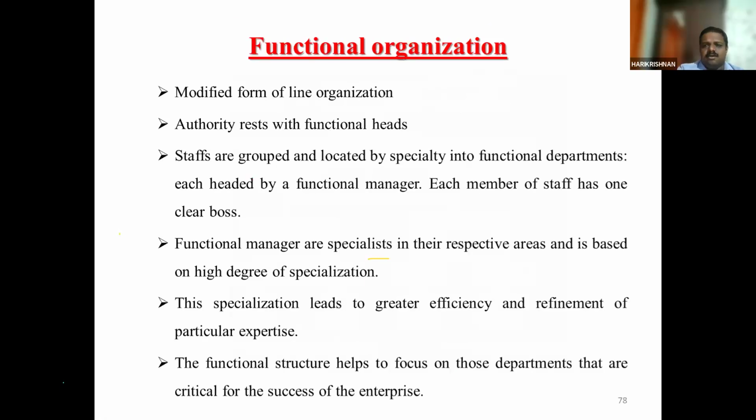Okay, so this next comes under functional organization. Functional organization is nothing but the modified form of line organization. So authorities rest with functional heads. Staff are grouped and located by specialty into functional departments, each headed by a functional manager. Each member of the staff has one clear boss. So each member will have one boss.